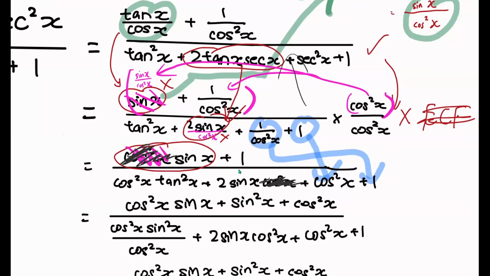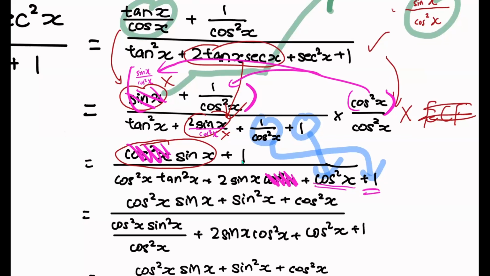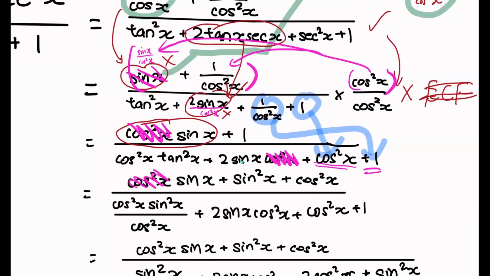Then cos square times tangent square is okay. Cos square times 2 sine x over cos square should be 2 sine x, so you don't have a cos square here. Cos square times 1 over cos square gives you a positive 1 there. Then cos square times 1 gives you cos square there. Okay, then how to salvage this one? No cosine square.